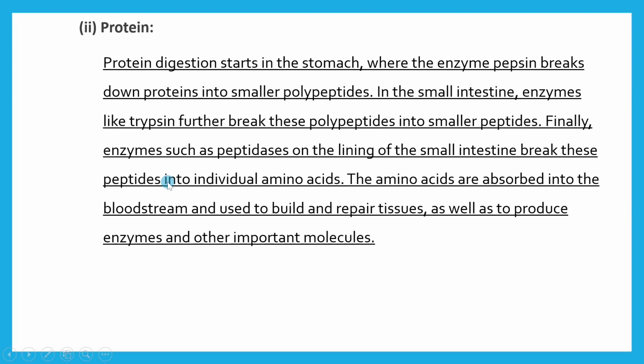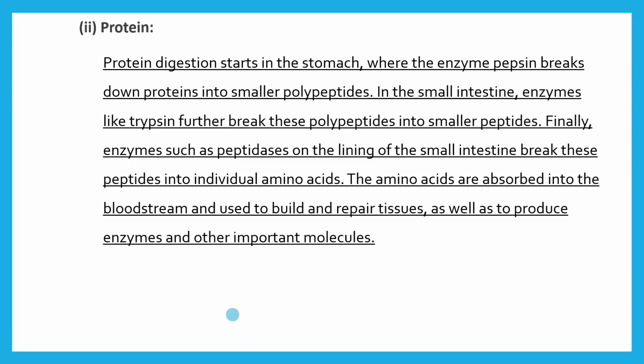Now let's go to the next question about protein digestion. So here, protein digestion starts in the stomach, where the enzyme pepsin breaks down proteins into smaller polypeptides. In the small intestine, enzymes like trypsin further break these polypeptides into smaller peptides. Finally, enzymes such as peptidase on the lining of the small intestine break these peptides into individual amino acids. The amino acids are absorbed into the bloodstream and used to build and repair tissues, as well as to produce enzymes and other important molecules.